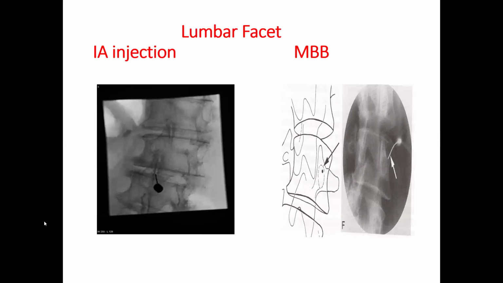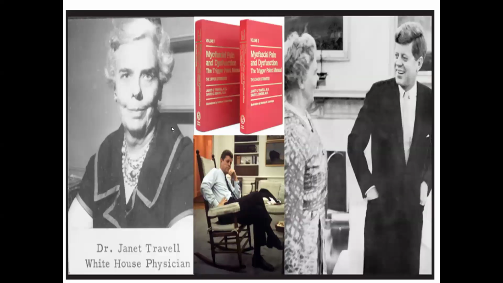Okay, you can inject either the joint or you can inject the nerve, the medial branch. This is under X-ray. This is the Scotty dog appearance of the facet joint. The medial branch is at the eye of the Scotty dog, and the ear of the Scotty dog is the facet joint itself. Okay, we'll talk a little bit about myofascial pain and trigger points.